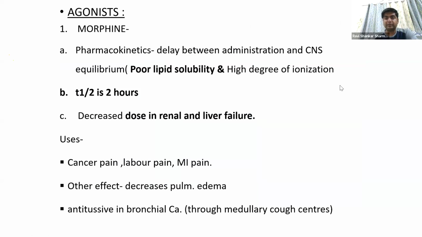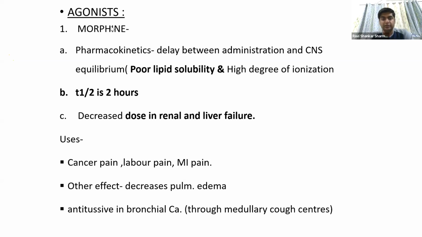So morphine, just remember this drug. It has got poor lipid solubility as compared to fentanyl. Half-life is 2 hours, so its duration of action is almost 4 hours. So one thing when you are prescribing, don't prescribe as an OD or BD dose. Okay, so duration of action is 4 hours. Whenever you are using it in cancer patients, just try to prescribe it at regular intervals, like every 4 hours. Okay, not less than that.